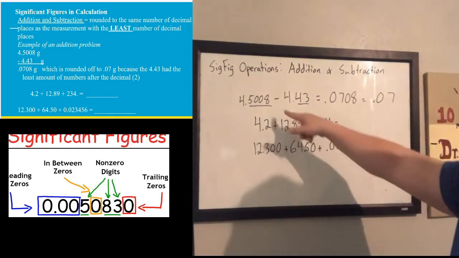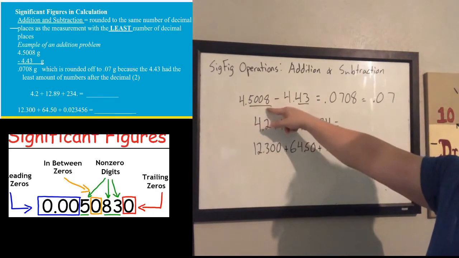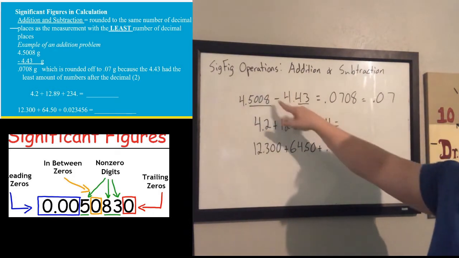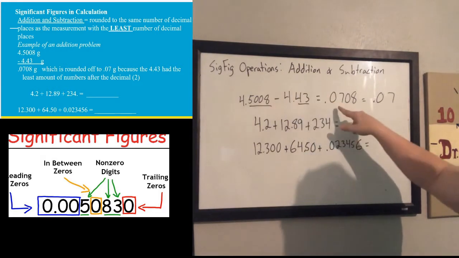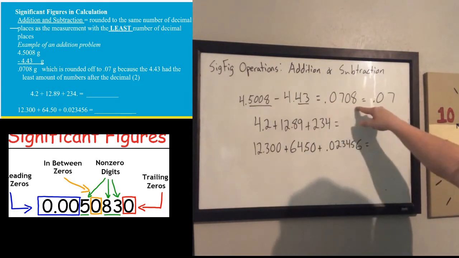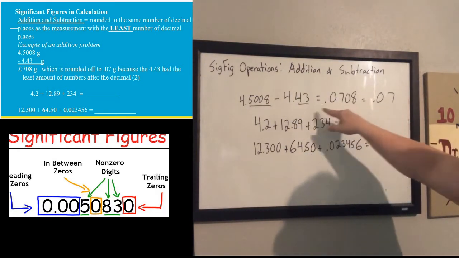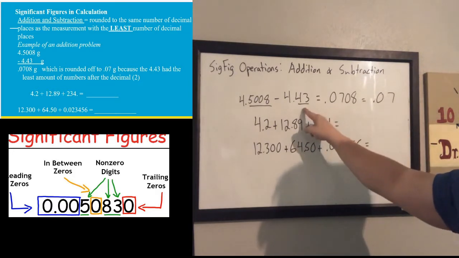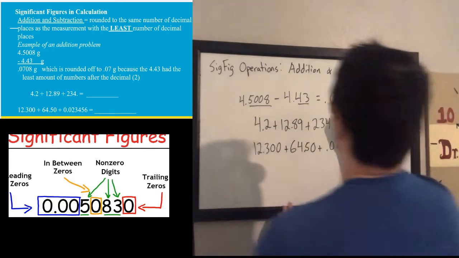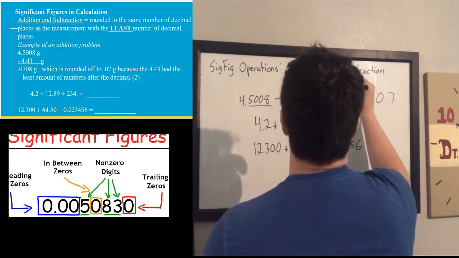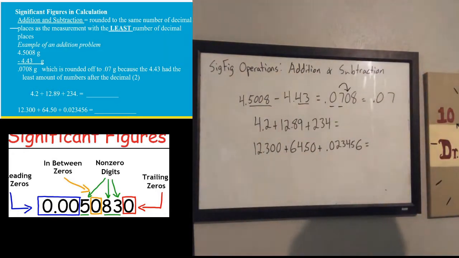Looking at our first example here, we have 4.5008, 4 decimal places, minus 4.43, 2 decimal places. In the end, we get our full answer in the calculator, 0.0708, but we're going to round to 2 decimal places because that's the smallest amount of decimal places used to get there. What they did is they underlined their first 2 values here, and they look at that third number to see if it's going to round up or stay the same, and of course it stays the same here.